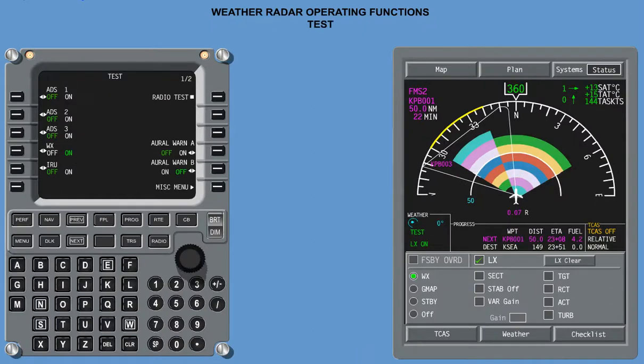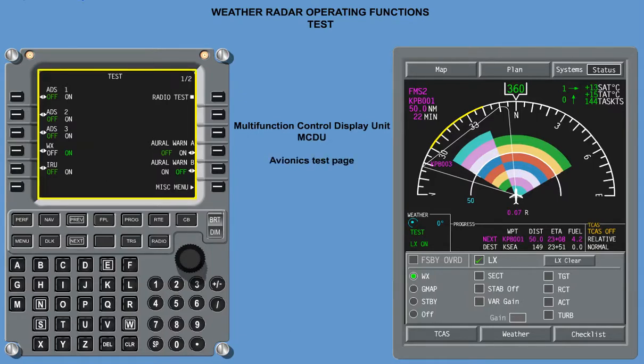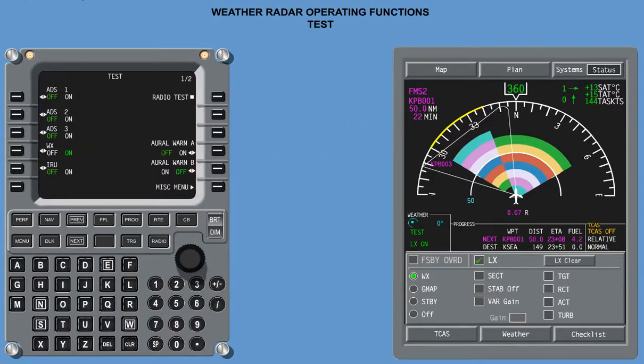Test. The test function is selected on the Multifunction Control Display Unit, MCDU, avionics test page. The test is used to select a special test pattern to allow verification of system operation.